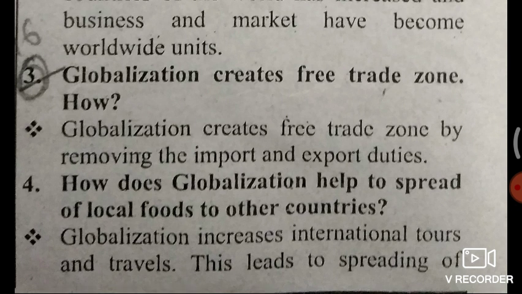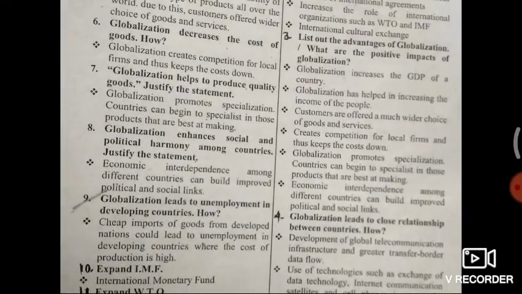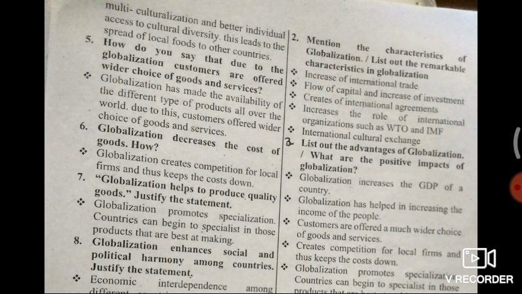Then fourth question, how does globalization help to spread local foods to other countries? Answer: globalization increases international tours and travels. So this leads to the spreading of multiculturalization and better individual access to cultural diversity. So this leads to the spread of local foods to other countries.